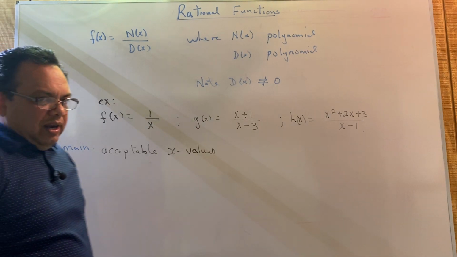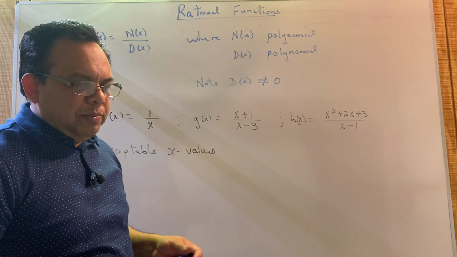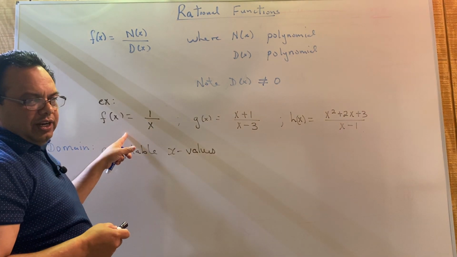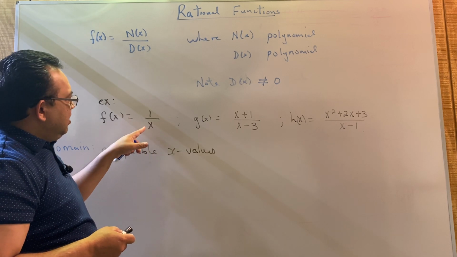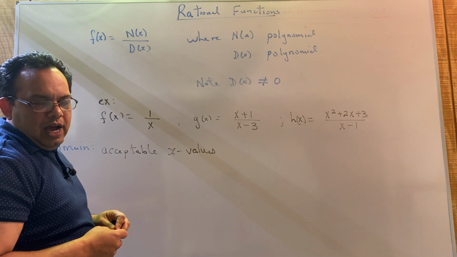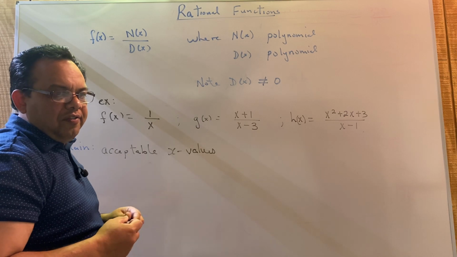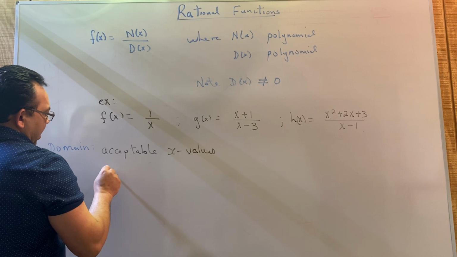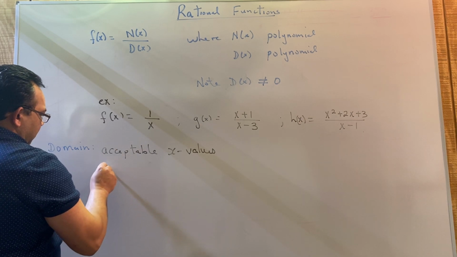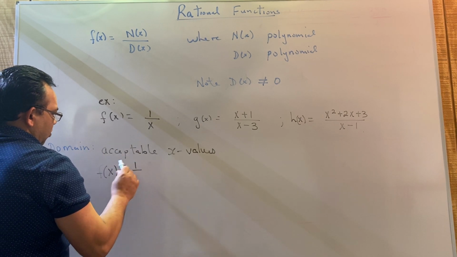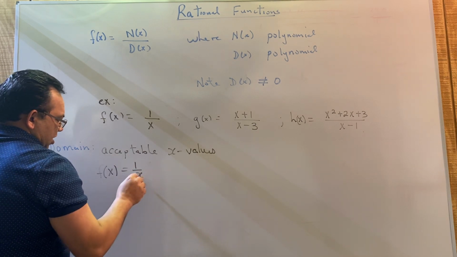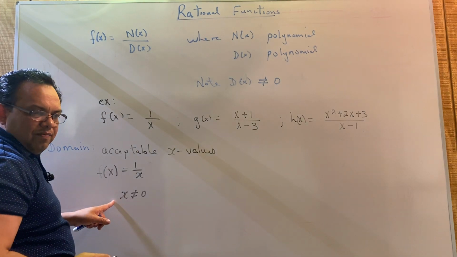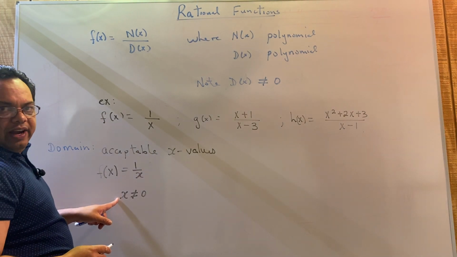So algebraically, when we use algebra, one of the things we do is take the denominator of the function and set the denominator not equal to 0, and we isolate x or solve for x. So for example, if f of x is equal to 1 over x, the denominator x cannot be equal to 0, and we solve for x. Well, x is already solved for here.